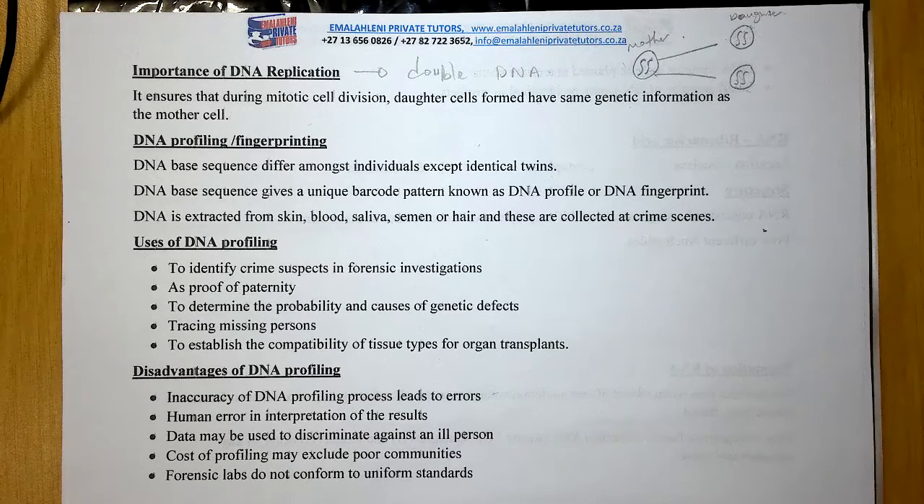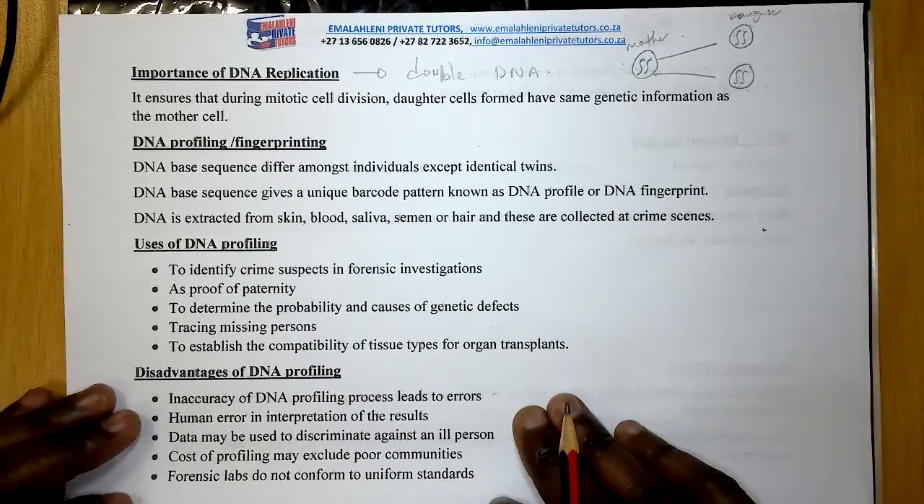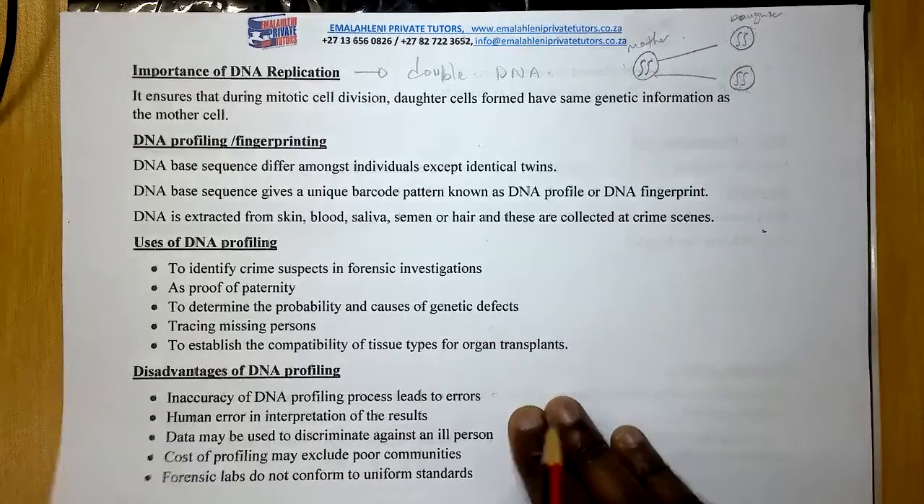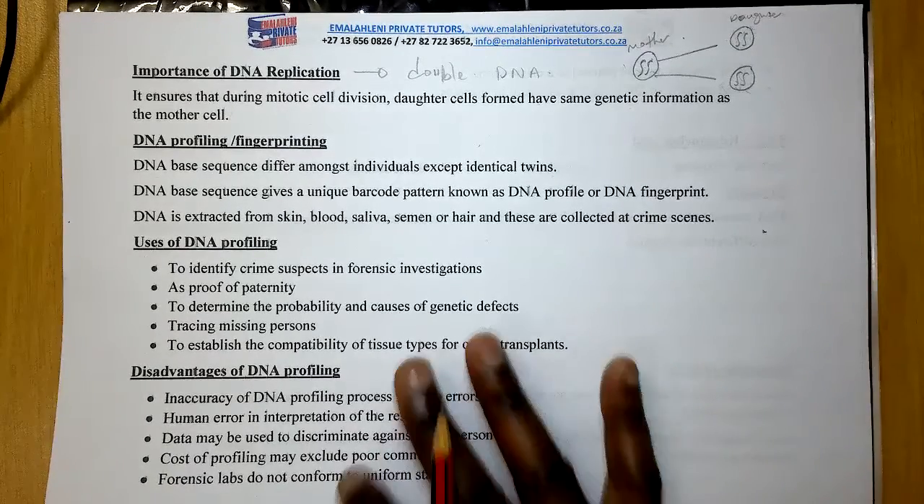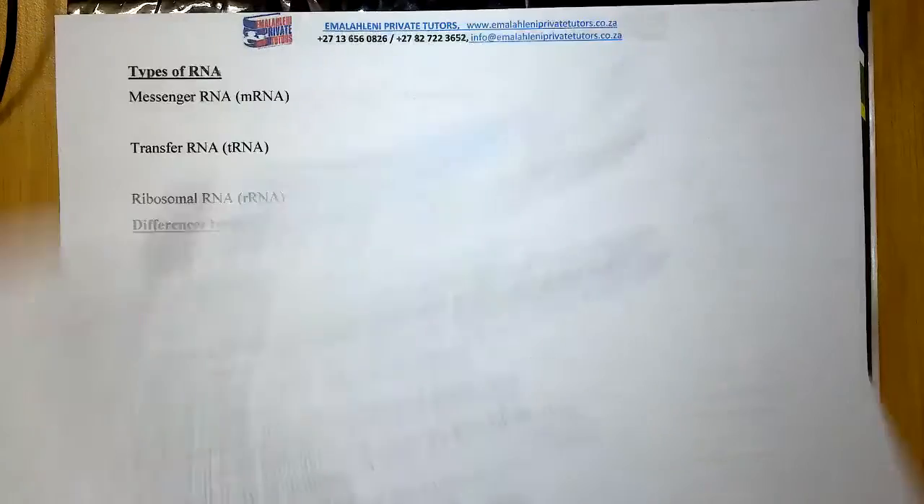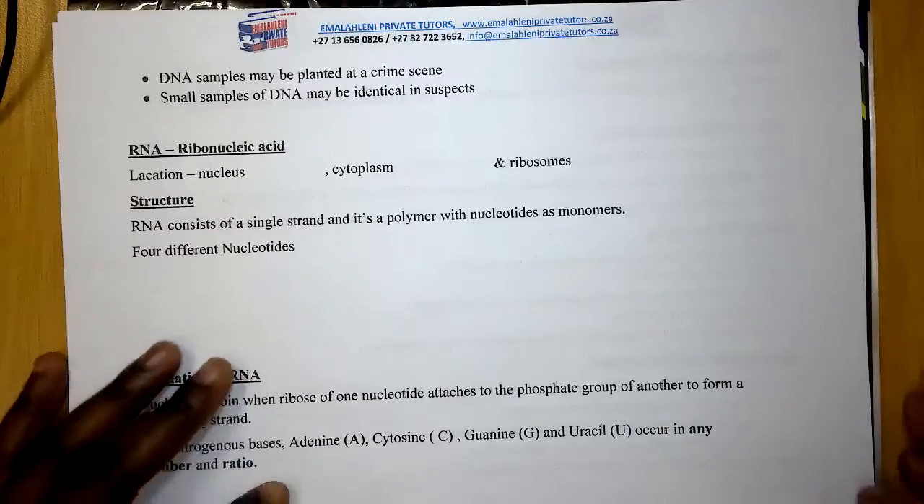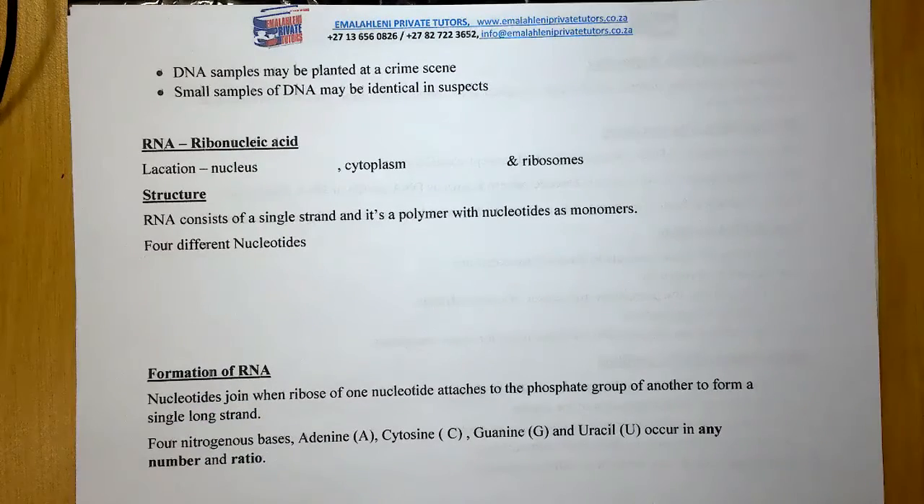So we are saying there are more challenges here, because sometimes someone can pick up the cigarette that you have smoked and plant it on a crime scene. When they take that information, they are going to think that you are one of the suspects, but you are not. This can also be biased, with human errors as well, because remember, the people that process this are humans too. So they can make mistakes and give false results. Now, DNA samples may be planted at the crime scene, and small samples of DNA may be identical in suspects. So we're done with DNA for now.